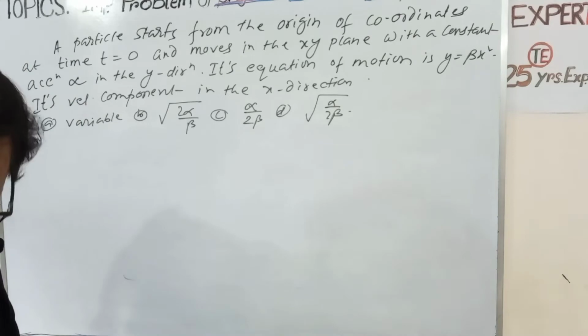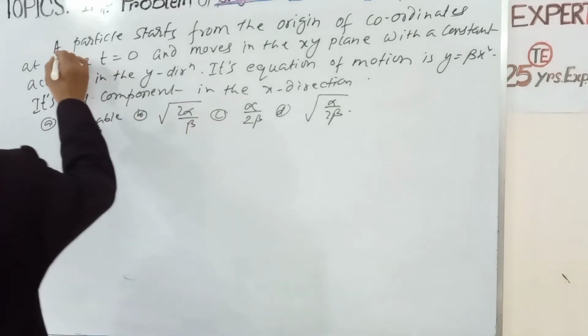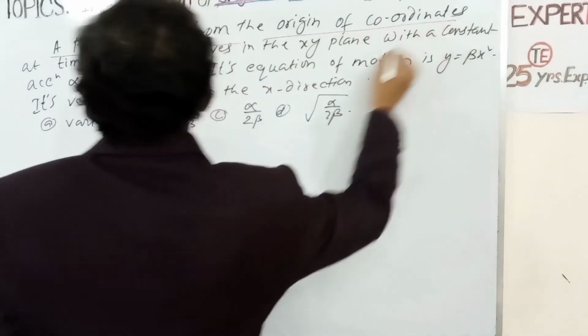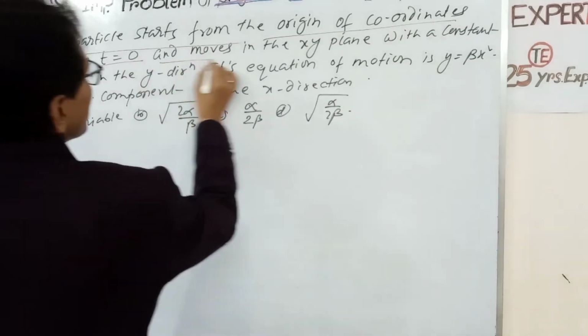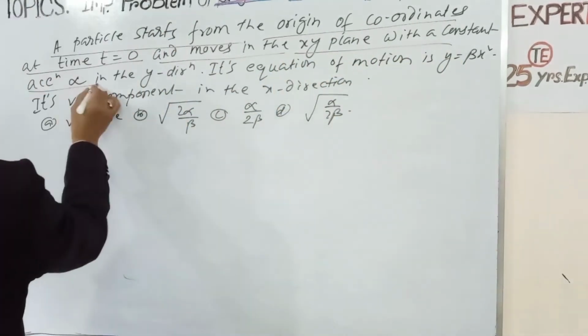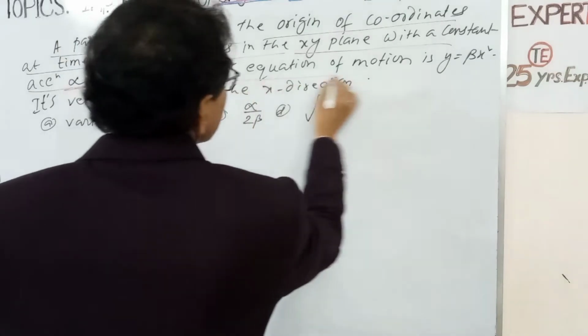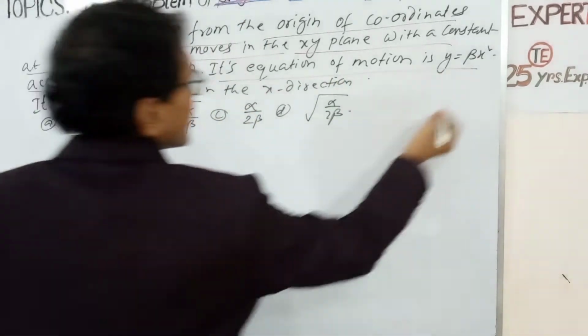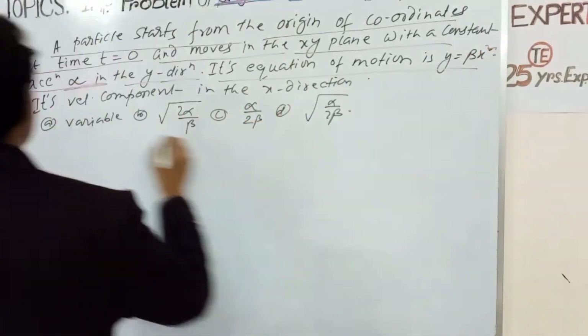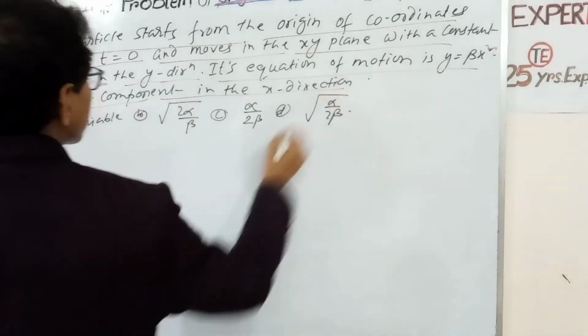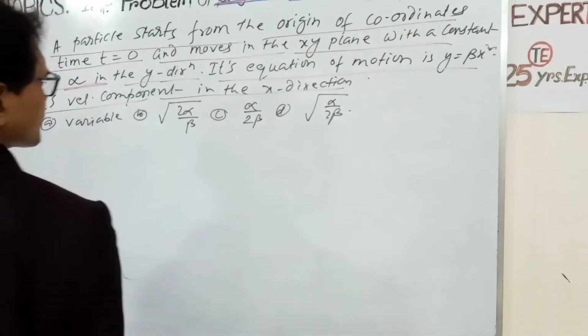This is the problem. I repeat the problem once again. A particle starts from the origin of coordinates at time t equal to 0 and moves in the xy plane with a constant acceleration alpha in the y direction. Its equation of motion is y equal to beta x square. Its velocity component in the x direction becomes this.